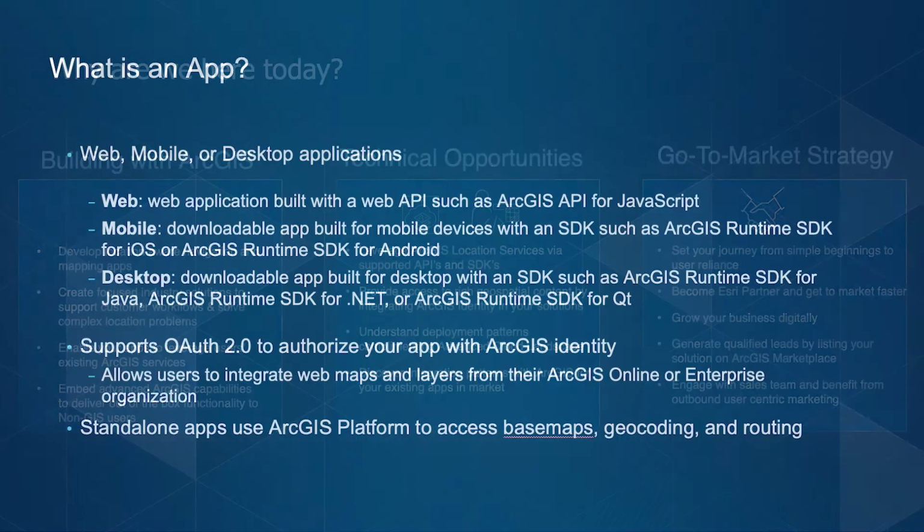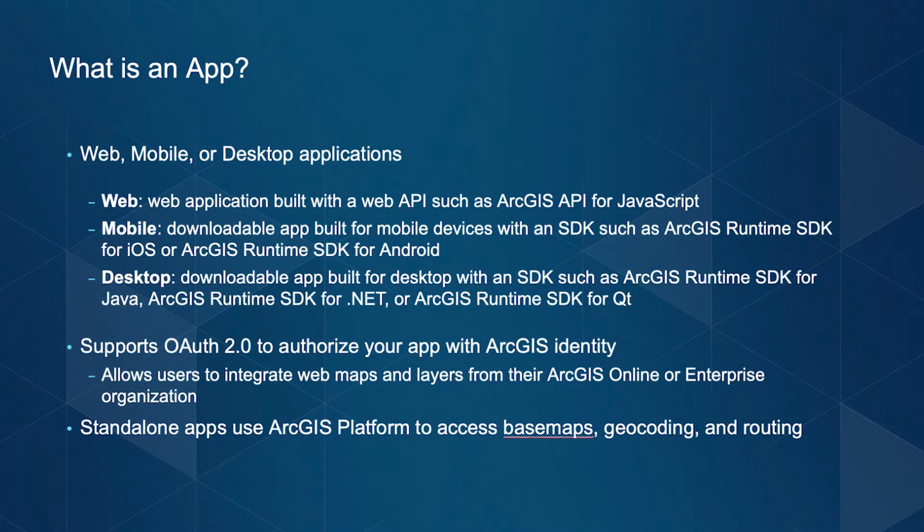Now we want to discuss with you, before we jump into the next slides, what our viewpoint and perspective is on what an application is. There are three types of applications that we will be touching on. The first one is the web application. A web application is built on a web API, such as RGS API for JavaScript.